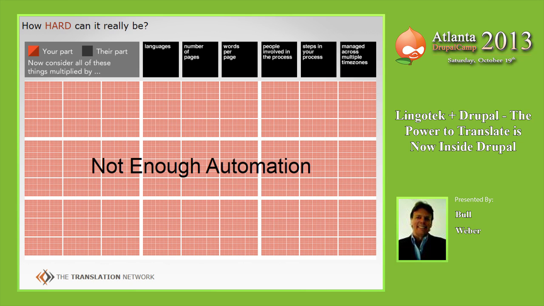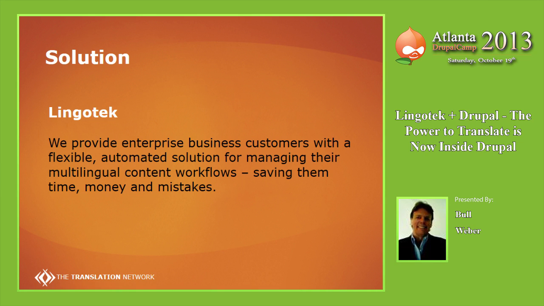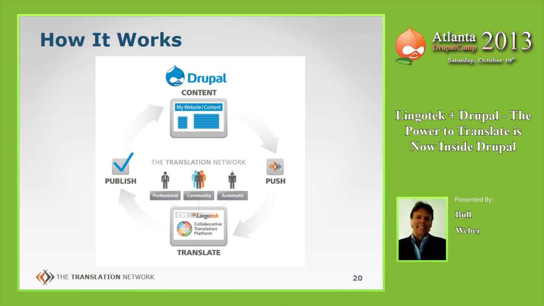And that's the problem that Lingotek solves. We provide a flexible, automated solution that automates all of those manual steps in the process. You don't have to give up any control, don't have to give up any quality, because where people need to be translating is unchanged. But the process of identifying what needs to be translated, getting it in front of the right people, and then once they're finished, getting it back down through an approval process and back into the website is considerably accelerated.